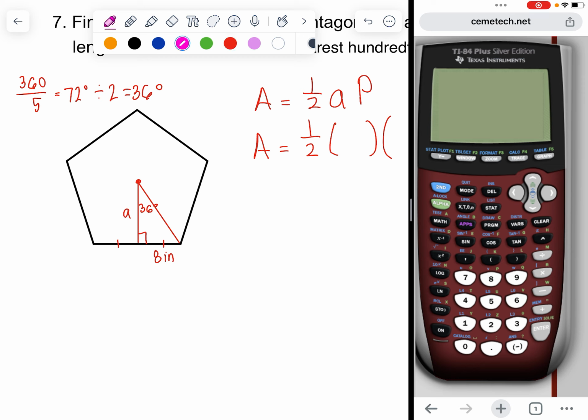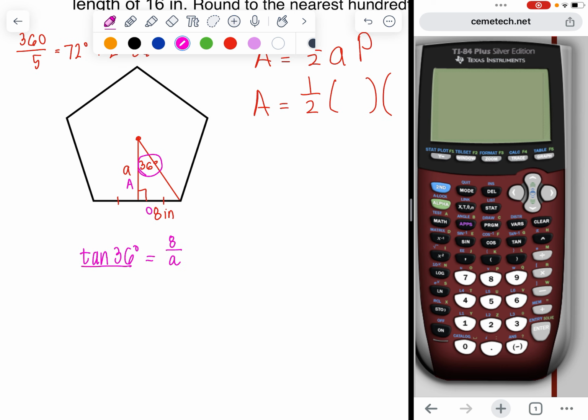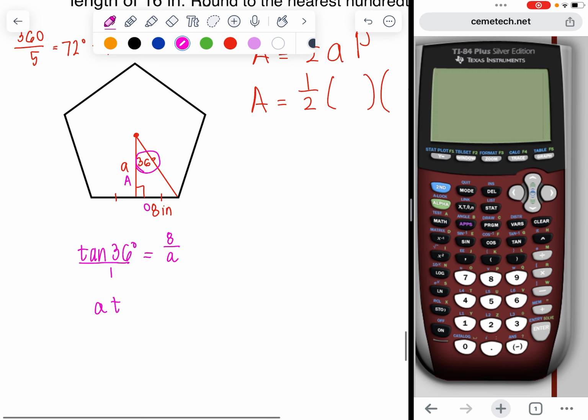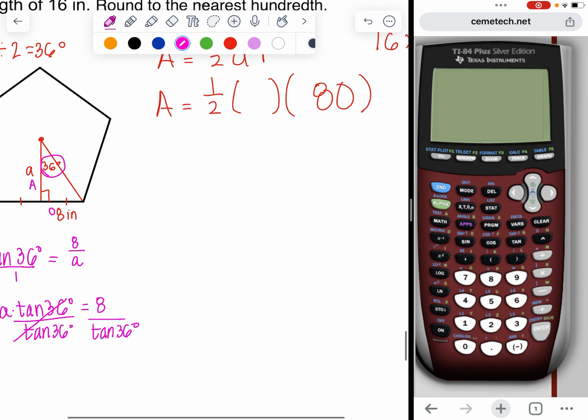SOHCAHTOA to get your apothem. So here's my angle. This is opposite. This is adjacent. Tangent of 36 degrees is equal to opposite, which is 8, over adjacent, which is A. Put tangent over 1, cross multiply to solve for A. A times tangent of 36 is equal to 8, and then divide both sides by tangent of 36 degrees. That is your apothem, remember, and that's what we're looking for to put in our formula: 8 divided by tangent of 36 degrees. I don't like how I left a little teeny tiny bit of room, but it's okay.